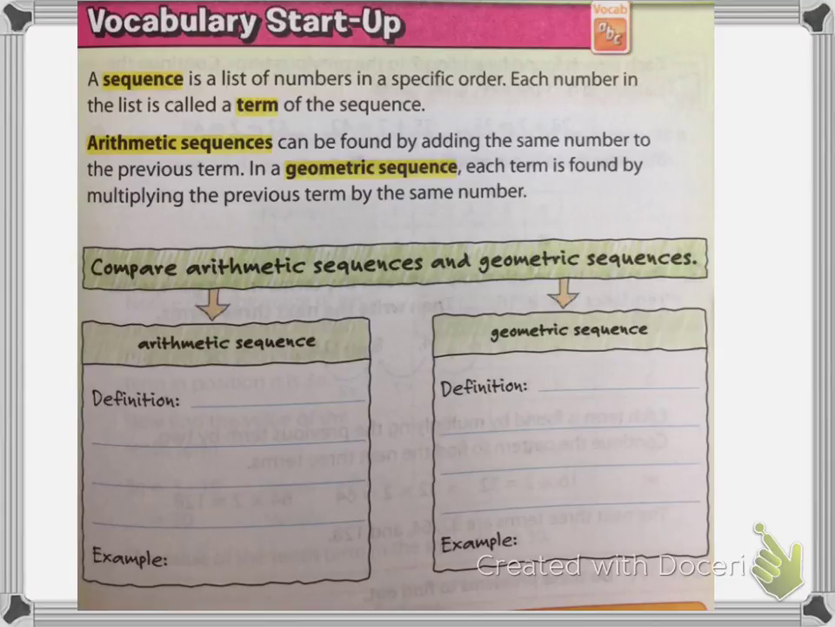Under the words vocabulary startup, this is where you're going to see some of those vocabulary terms that, remember, you do need to be studying so that you can do well on the vocabulary test at the end of the chapter. The first word says a sequence. A sequence is a list of numbers in a specific order. Okay, so specific order is important. Each number in the list is called a term of the sequence. So a term is just a number in the list.